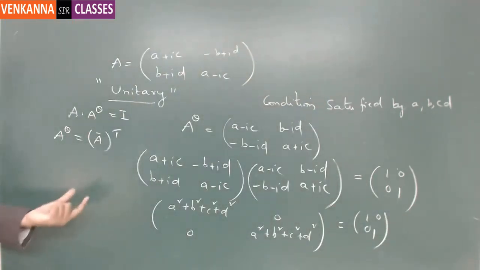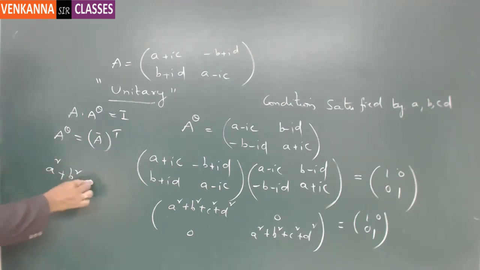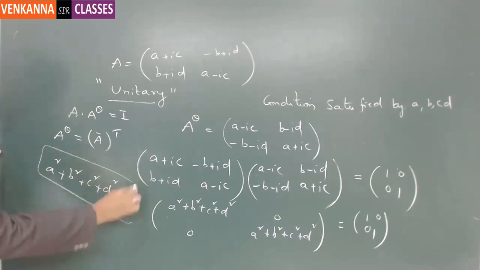So from this we can say that on comparison of the respective entries, a square plus b square plus c square plus d square is equal to 1. So you can check for the matrix multiplication part. Do you agree for it? Please check the multiplication portion.